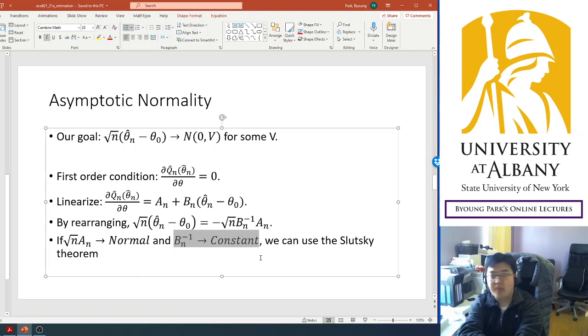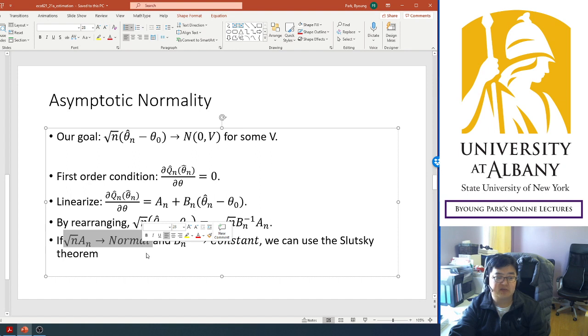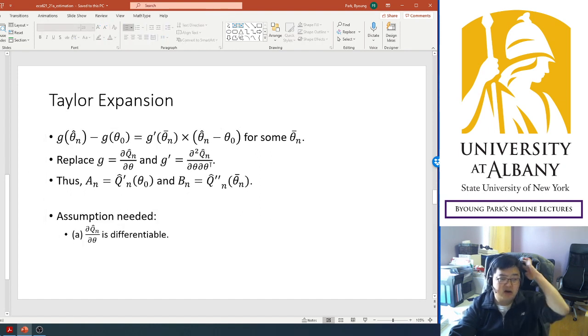In the next step, we need to show this part. And remember, for each step, we need different assumptions. So we are going to combine all these assumptions together to have the whole asymptotic normality result.